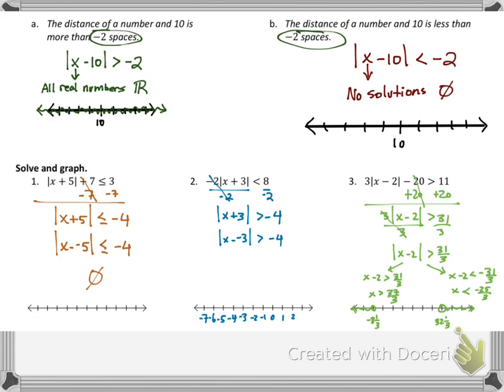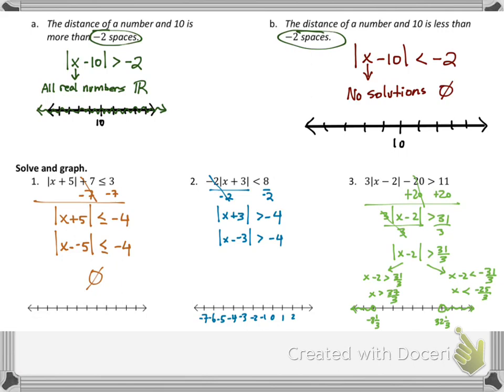Number 2, I do want to make a couple of notes. First thing is, just as a reminder, you can't distribute a number outside of the absolute value into it. It doesn't really work like a parentheses, so if you want to get rid of that negative 2, you've got to cancel it. The only way to cancel it is to divide by negative 2. Now, when you divide by a negative, you have to switch the sign. So I divided by negative 2 on both sides, and that less than now flipped to a greater than.